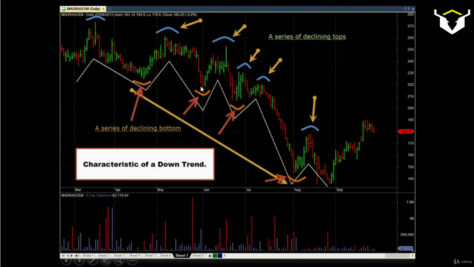So each low is below its previous low. Similarly, each high is below its previous high. You can see each recent high is below its previous high. So this is the characteristic of a downtrend. A series of lower highs along with a series of lower lows.